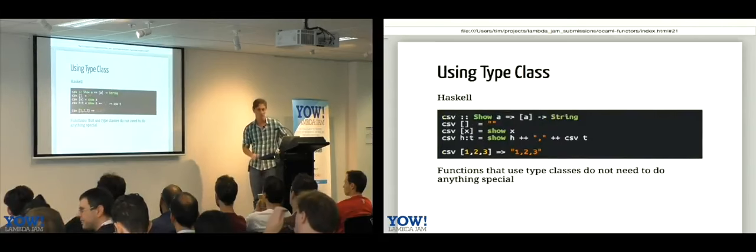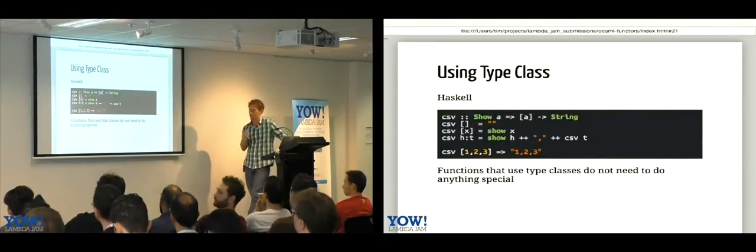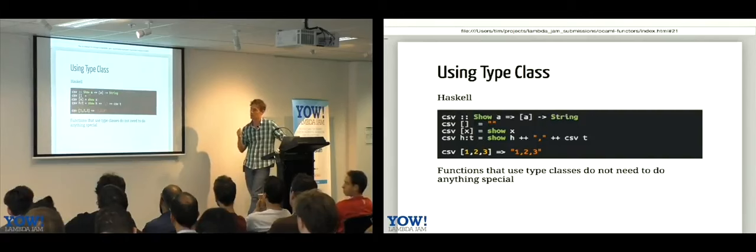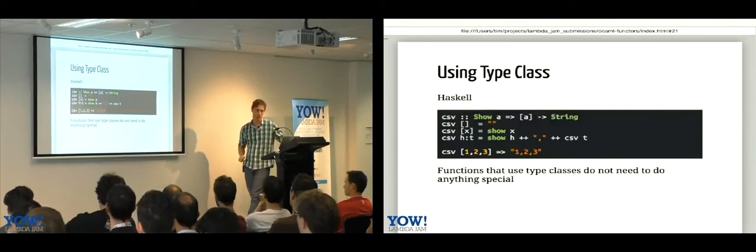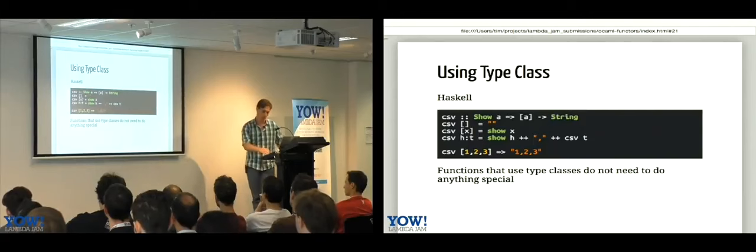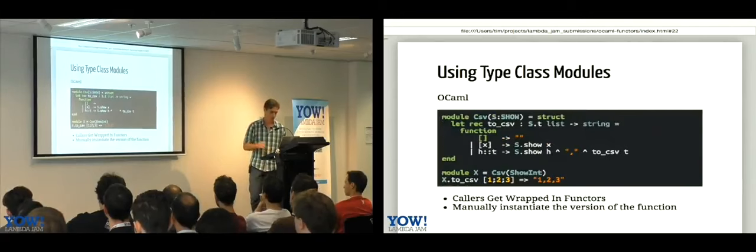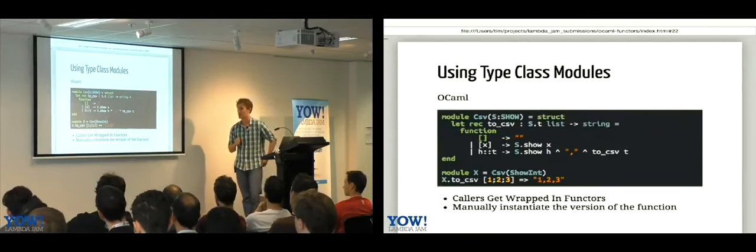So using the type class in Haskell, you don't really need to do anything special. Haskell will work out what instance of that type class you want based on the value that you provide. So it's fairly straightforward. You don't need to do anything special. Unfortunately, that's not the case in OCaml. You've got to jump through at least one extra hoop.